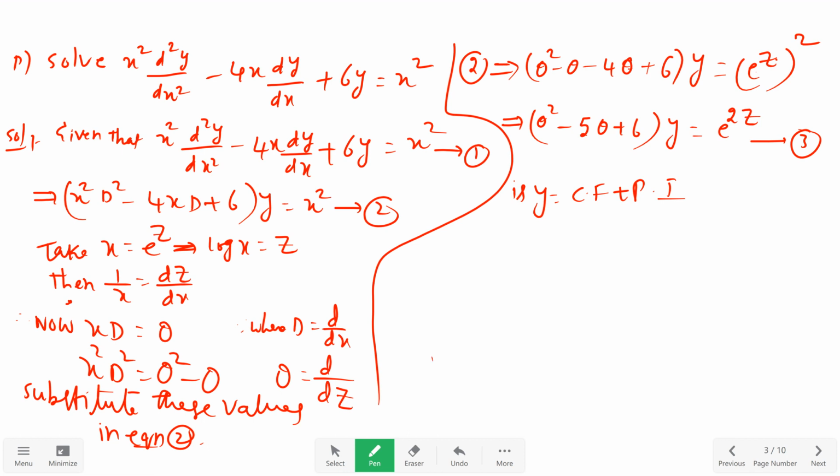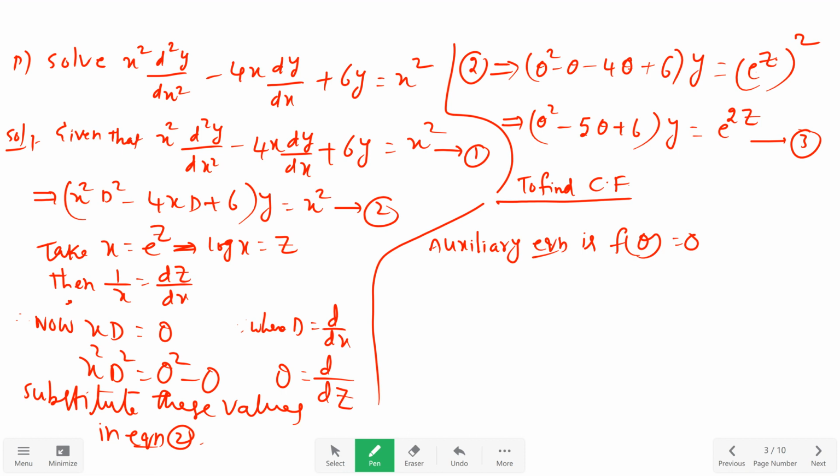To find the solution of equation 3, first we find the complementary function. CF means complementary function. To find it, we write the auxiliary equation. The auxiliary equation is f of theta is equal to 0. Here f of theta is the function in theta. So that implies theta square minus 5 theta plus 6 is equal to 0. This is the auxiliary equation.